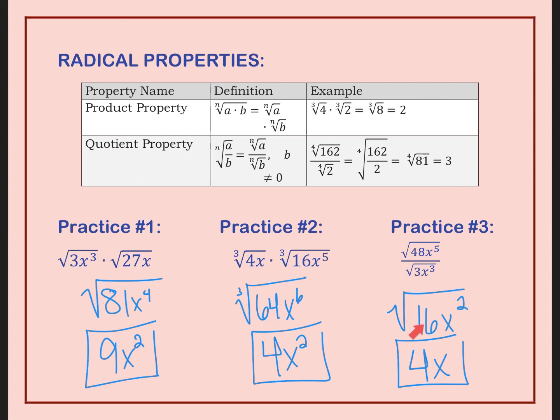And last but not least, I went ahead and divided these and got 16. When I divide exponents, I have to subtract them. So 5 minus 3 gave me 2. Now I took the square root of 16 and got 4. And the square root of x squared is x.